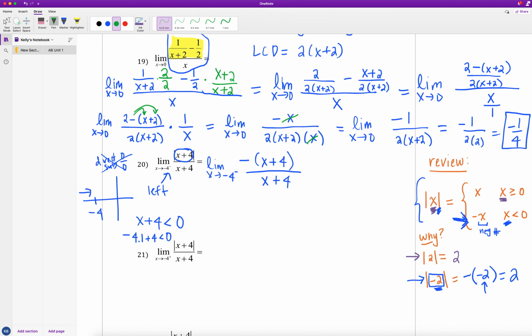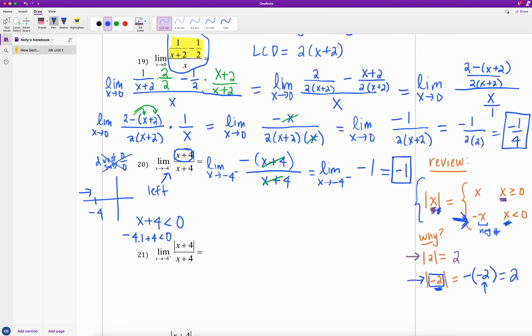Now that we've taken care of the absolute value and algebraically manipulated it to use the definition, I can cancel the x plus 4s, and I end up with the limit as x approaches -4 from the left of just -1. And we know from our summer assignment, if I'm taking the limit of a constant, that's just going to be equal to the constant itself, since it doesn't matter what I'm approaching, since there is no variable in there.